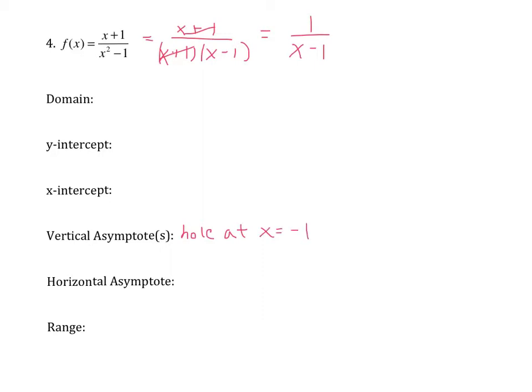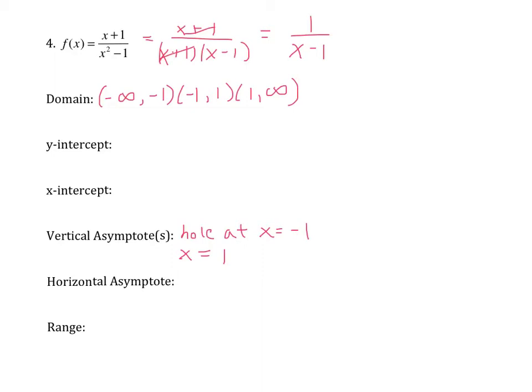And since x minus 1 is still in the denominator, we'll have a vertical asymptote at x equals 1. So this will have a hole and a vertical asymptote. So that does affect the domain. We can't plug in a -1 or a +1. So our domain will be -infinity to -1, and then -1 to 1, and then 1 to infinity.